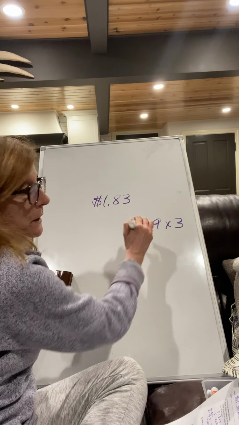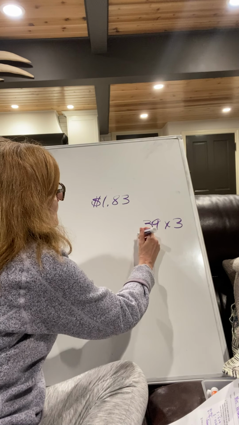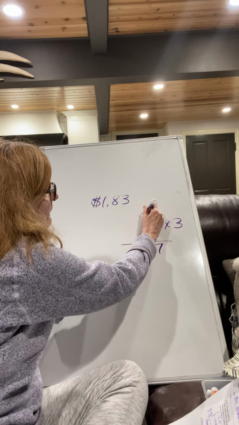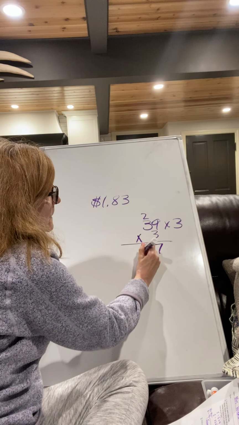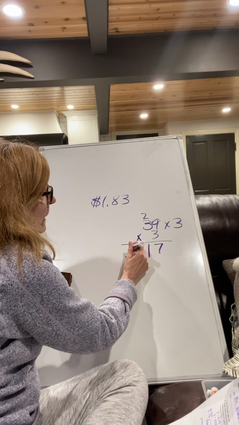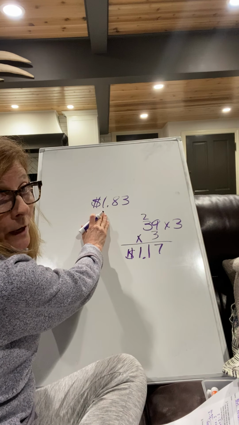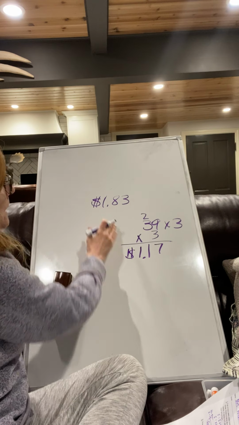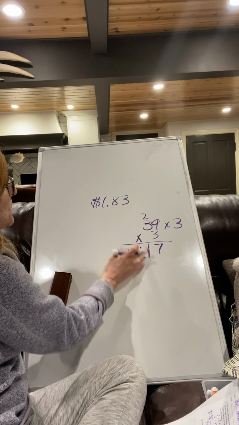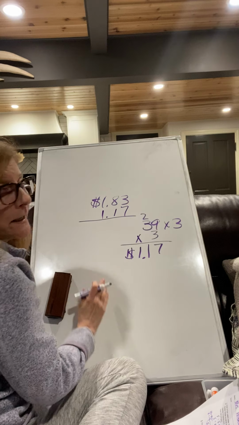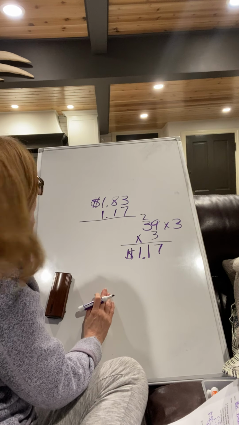So she put 3 39-cent stamps. So I'm going to multiply that. 9 times 3 is 27. 9, 10, 11. So she's already put $1.17 on the package. It costs $1.83 to mail it. So I just need to subtract what she's already put on it from what she needs, to find out what's left to put on the package.